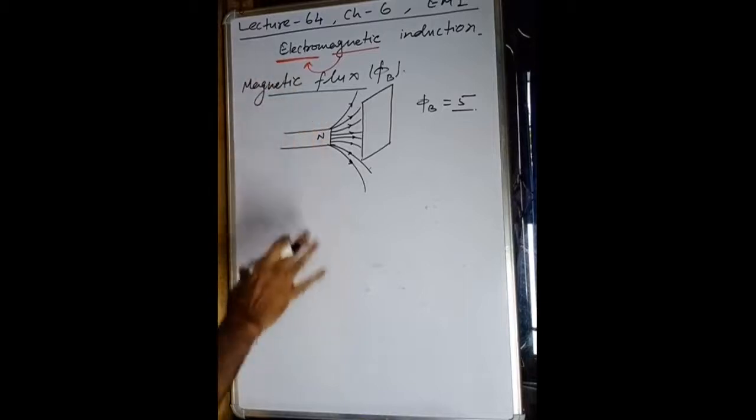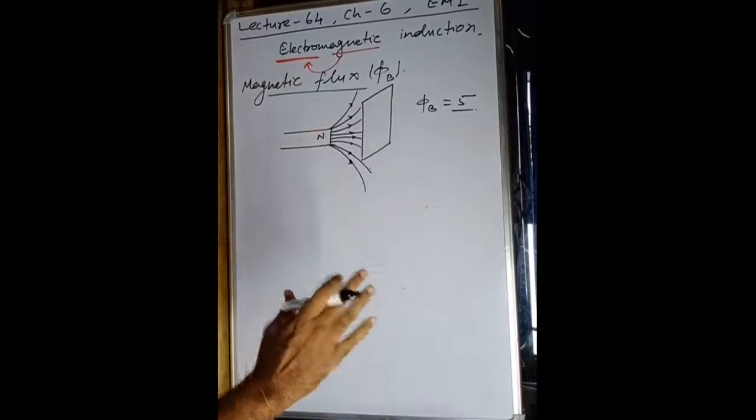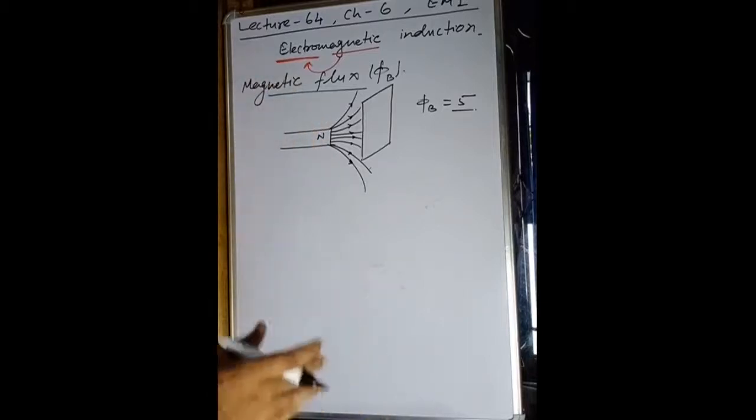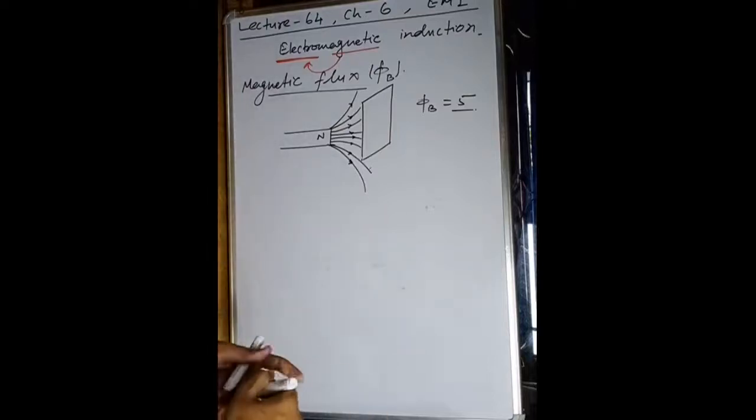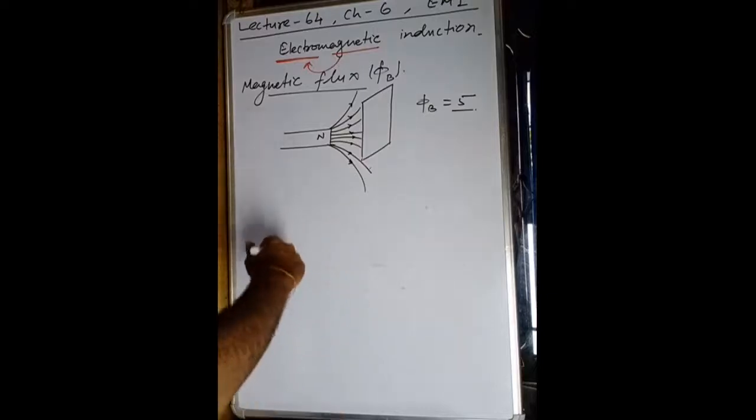So this magnetic flux is the counting of field lines. If we try to give the definition of the magnetic flux, you can say it is the total field lines crossing through a particular surface area. It is known as the magnetic flux. Okay, my dear students.